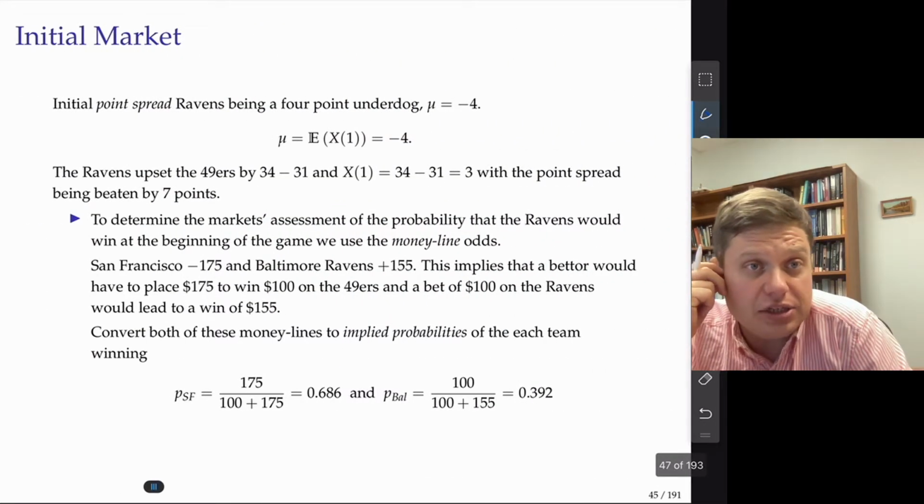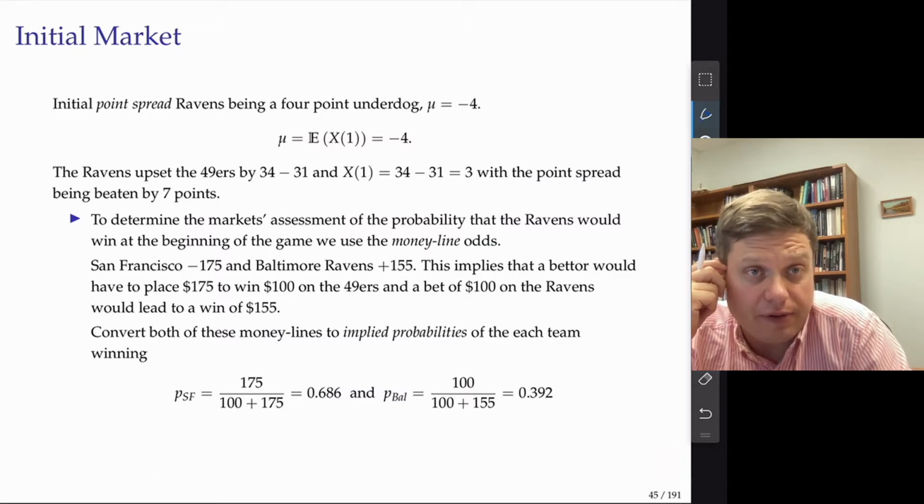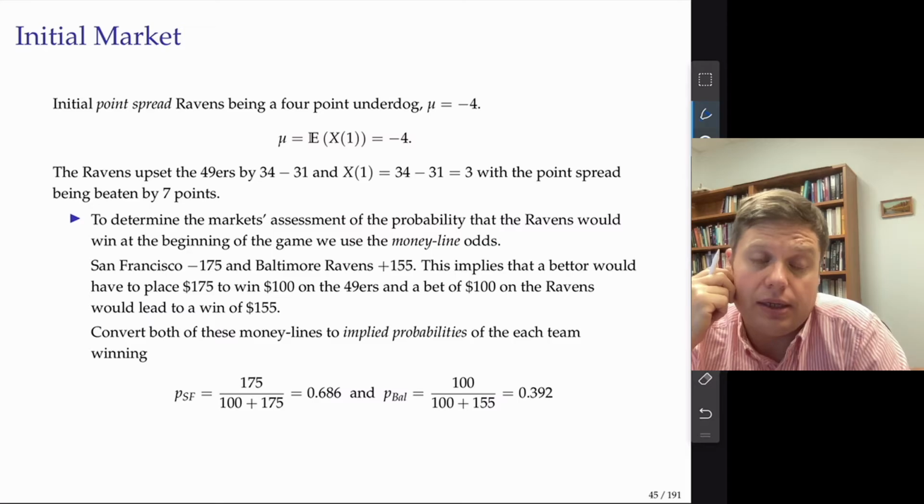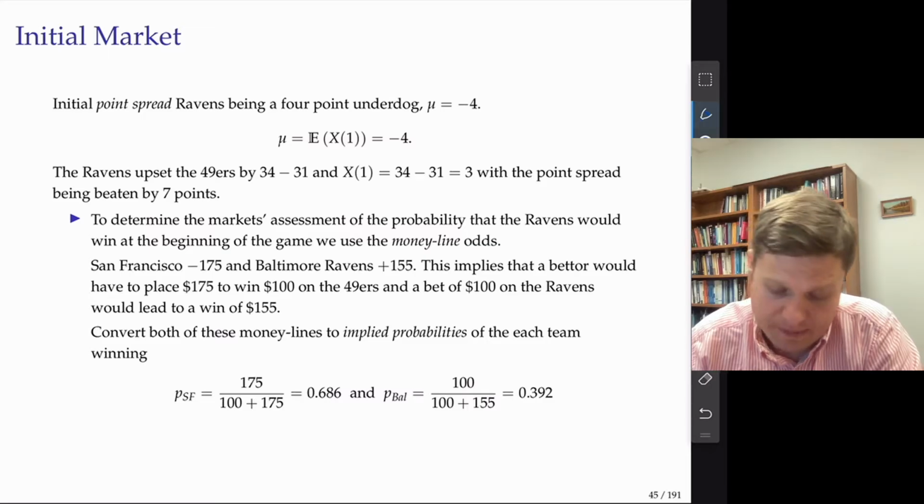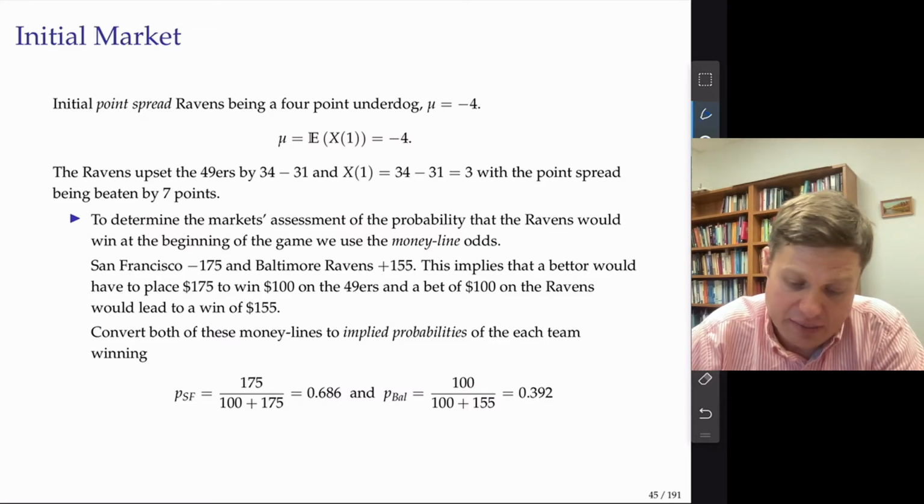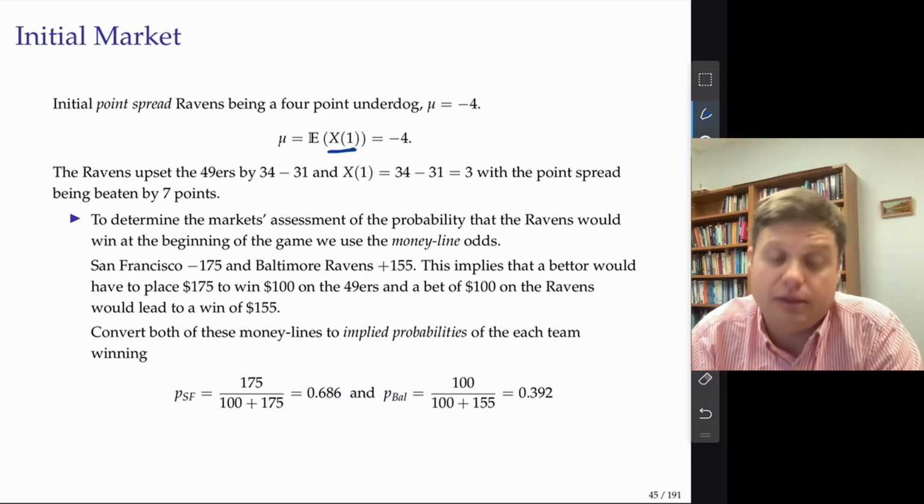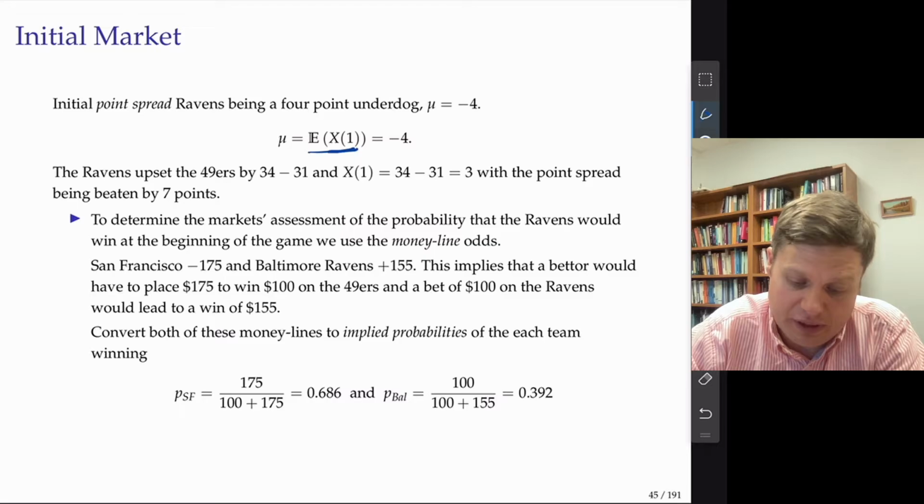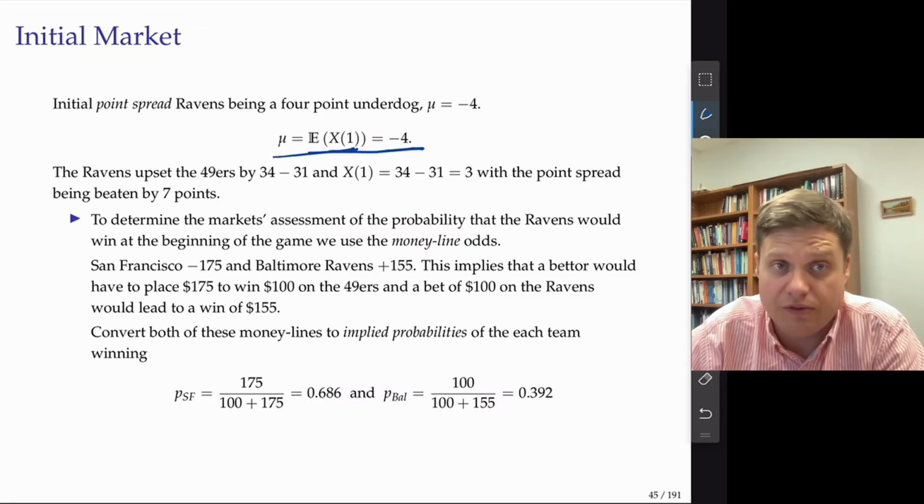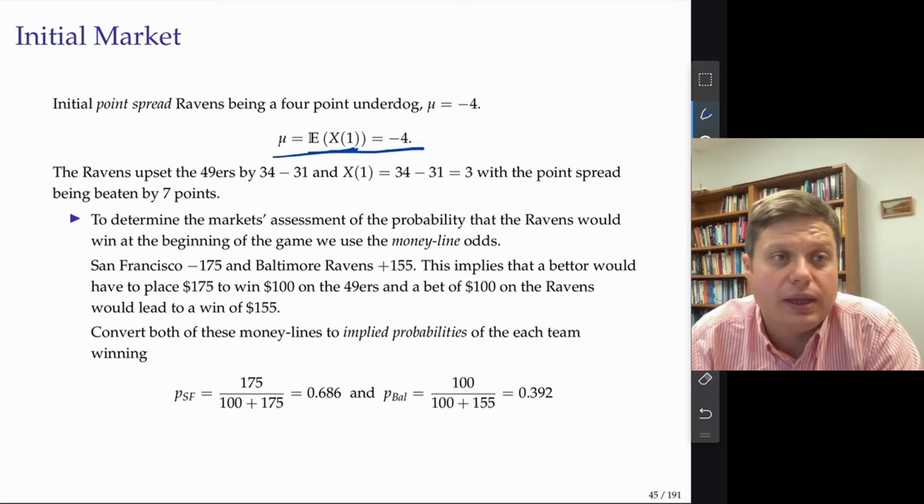And for the initial point spread, the Ravens began as a 4-point underdog, meaning that the book predicted that the Ravens would lose by 4 points. So they estimated that X1, the spread, the difference in the scores at the end of the game, has an expected value of -4. That's our value mu. Mu is the expected value of the spread at the end of the game.